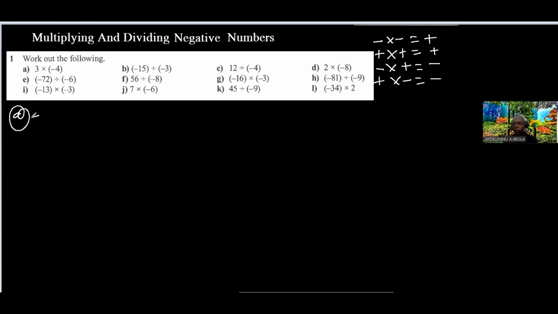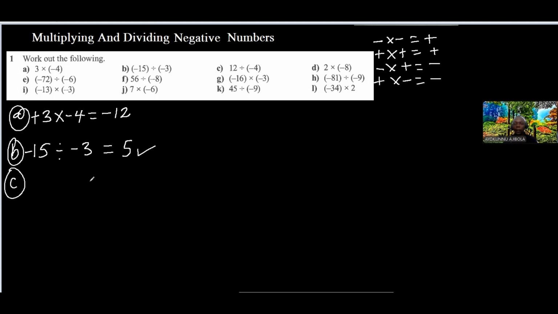right? So this will be minus positive 3 times negative 4, okay? So we know that our answer must be negative, and 3 times 4 is 12. Then the second one, we have negative 15 divided by negative 3. This time around, 15 will divide 3 and give us 5. Then negative will divide negative and give us a positive. So negative has cancelled negative. There's no sign here again, okay? I mean, the sign is positive.